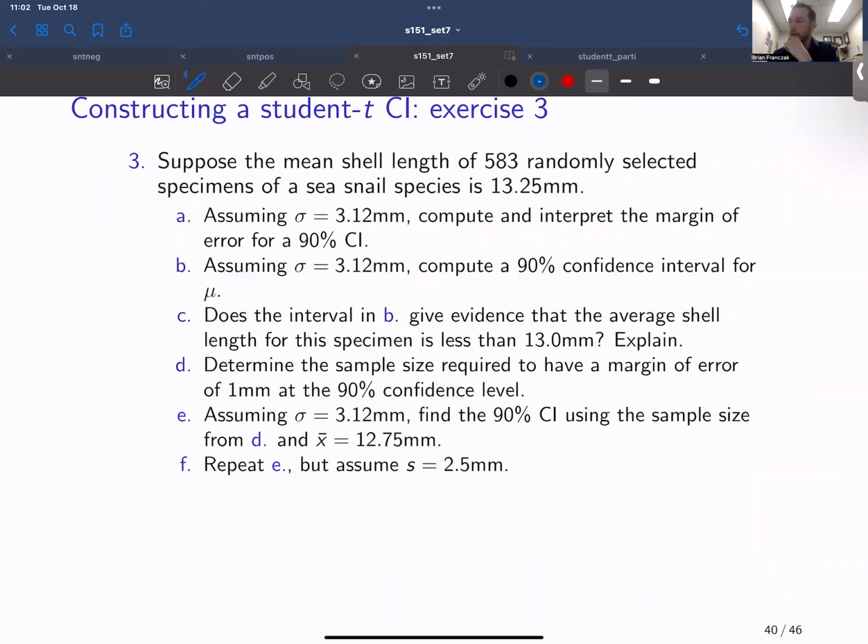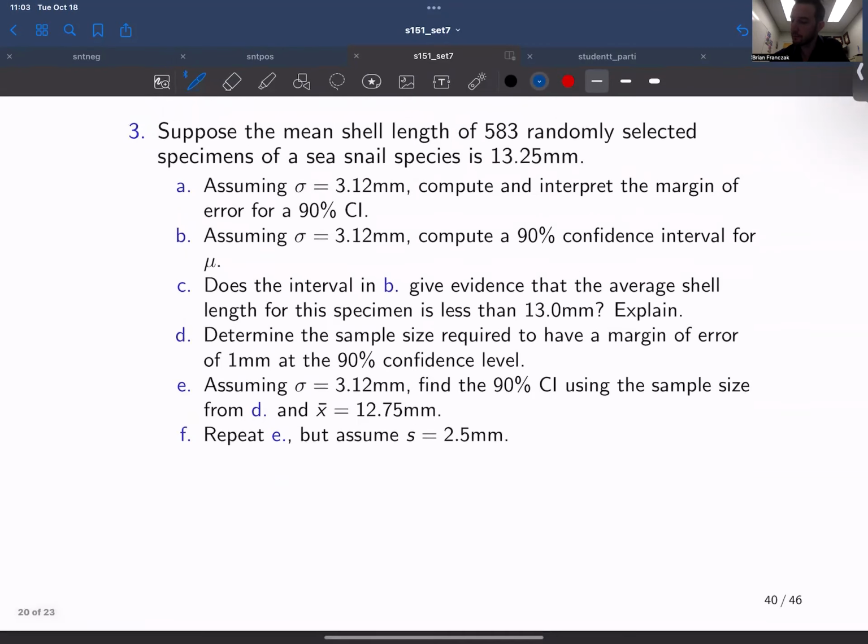So we are going to work through exercise number 3 from lecture set number 7. In this exercise, we have: suppose the mean shell length of 583 randomly selected specimens of a sea snail species is 13.25 millimeters. Assuming sigma equals 3.12 millimeters, compute and interpret the margin of error for a 90% CI.